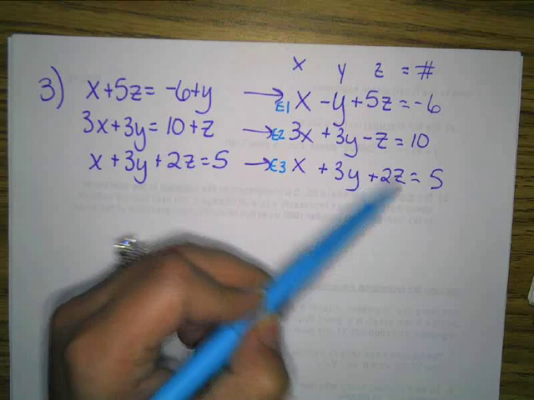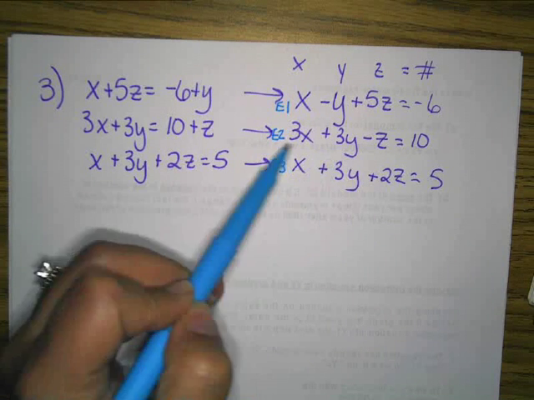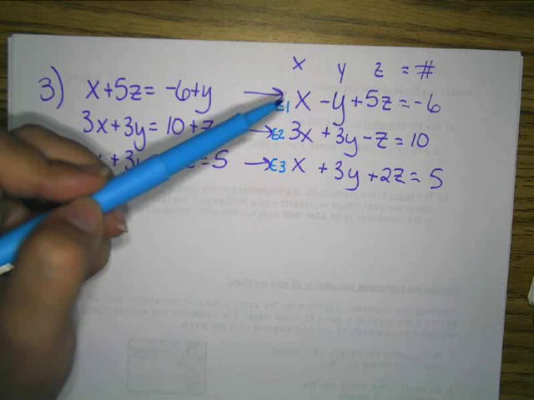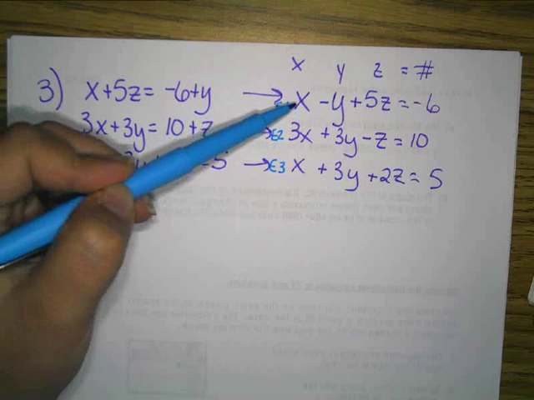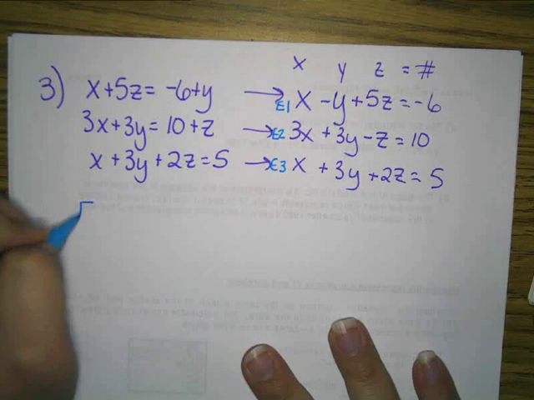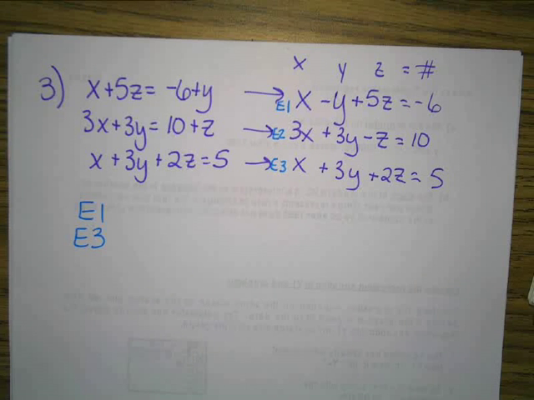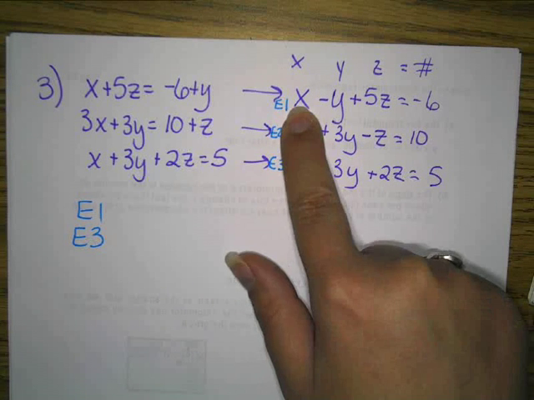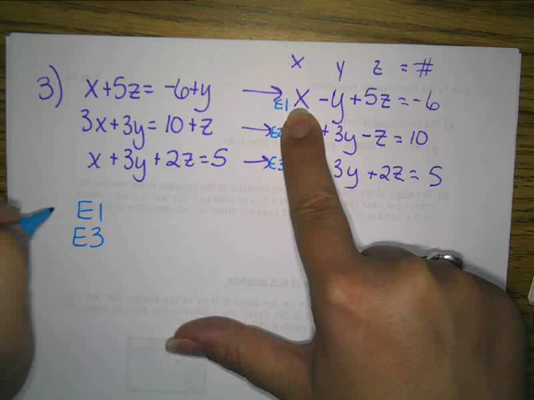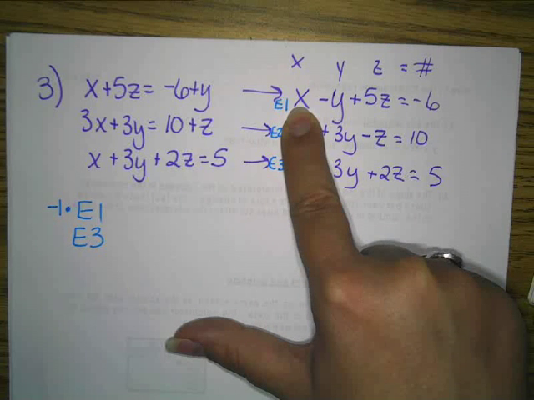Well, I have a 2z here, I have a negative z, so I could multiply this by 2. So let's just go right from the first thought, and we'll do E1 and E3. So I write E1 and E3. Those are the two equations I'm going to use. Now if I want this to be my negative, I'm going to write negative 1 times E1.